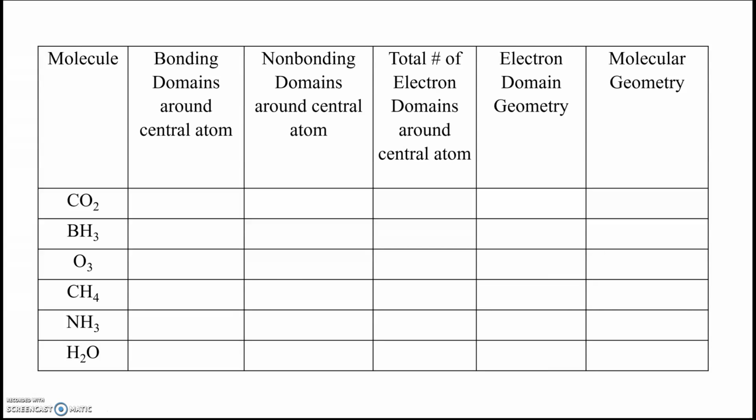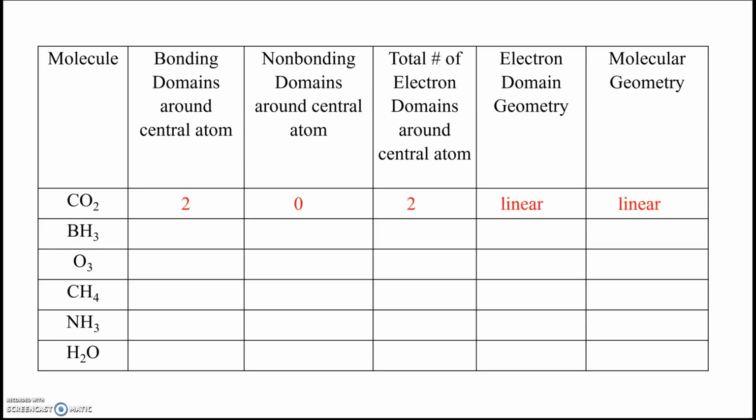All right, the previous question said, for each of the following molecules, we want to count the bonding and the non-bonding electron domains and identify both the electron domain geometry and the molecular geometry. So let's take a look at these. We've got 6 of these to work through, not too difficult.